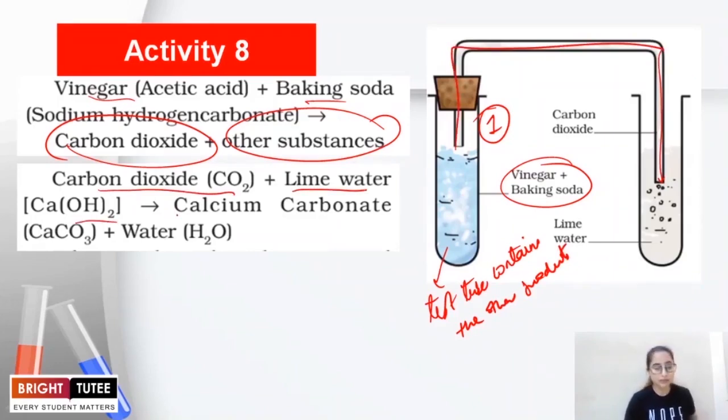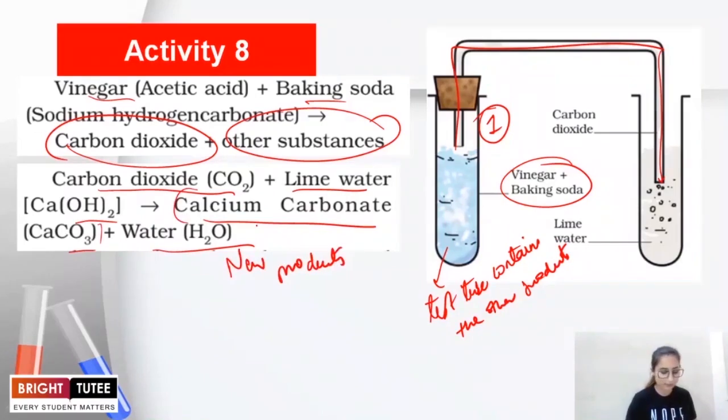What does it produce? It produces calcium carbonate and water. These are the products formed, right? This is the chemical reaction. The reaction basically proceeds to form calcium carbonate and water. Now these are the new products formed.